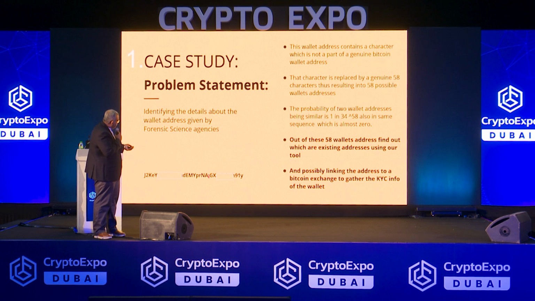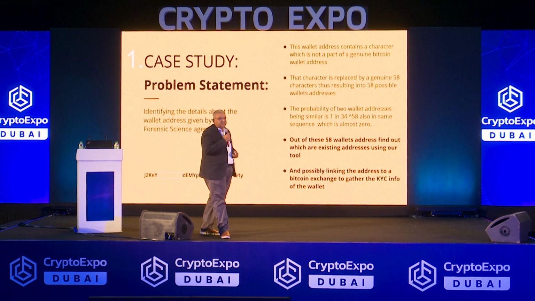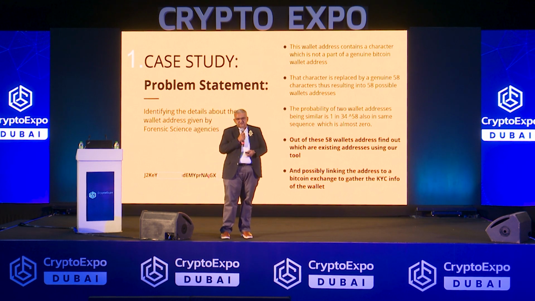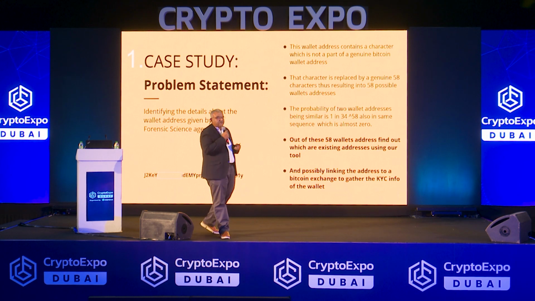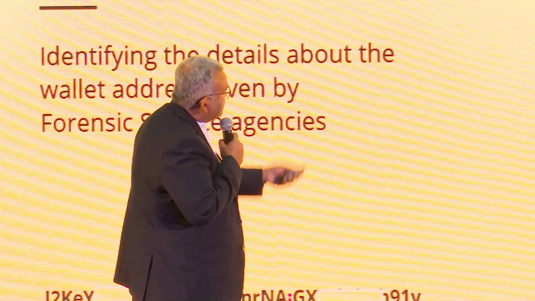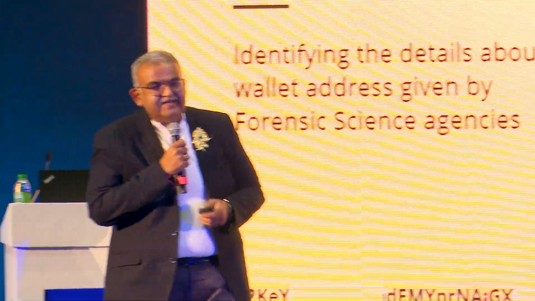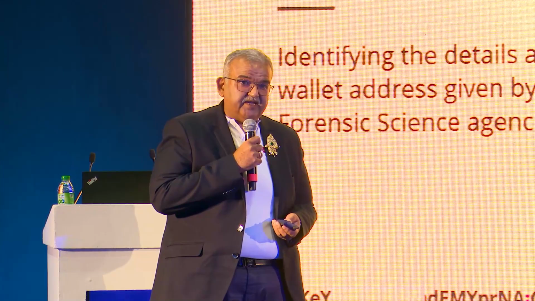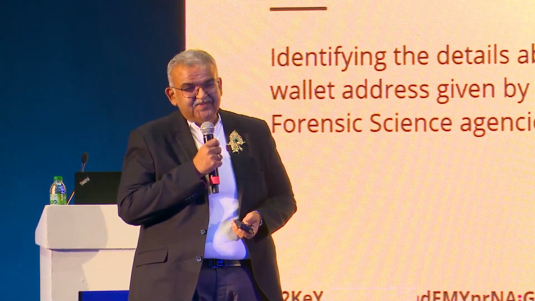Now in this particular case study, one particular character in this wallet address is not genuine. So basically the perpetrator purposefully changed one particular character of that address to disguise the investigation agency. So what we did was replace this character with the 58 possible characters. At that time, we understood there may be a possibility that more than one Bitcoin wallet address could be identified.